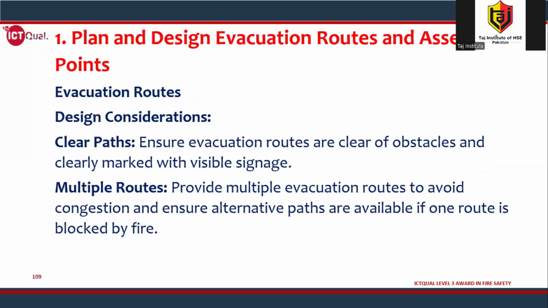Evacuation routes. Design clear paths. Ensure evacuation routes are clear of obstacles and clearly marked with visible signage. Multiple routes. Provide multiple routes to avoid congestion and ensure alternative paths are available if one route is blocked by fire. So there should be multiple ways to exit. If one route is blocked by fire, another route should be available.